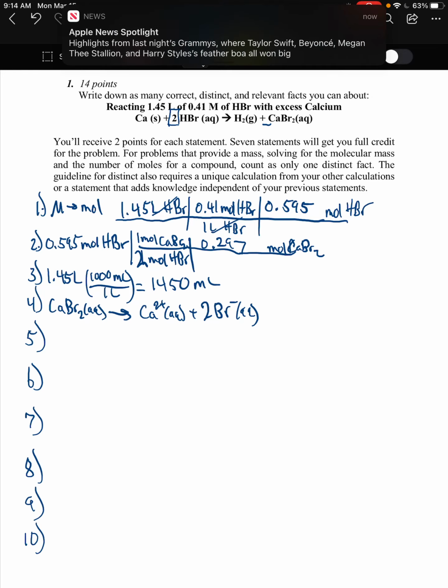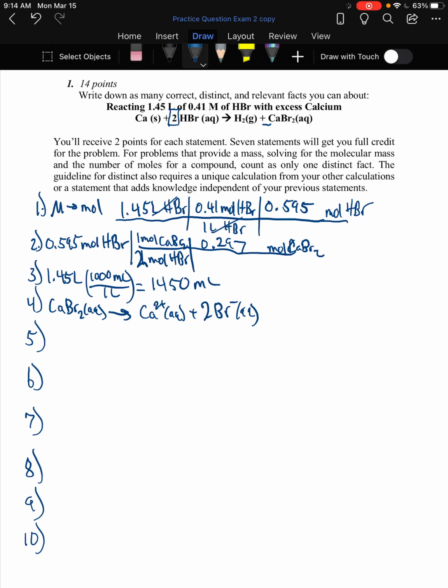Another thing that you could do potentially is write the complete ionic equation. So we have calcium, which is a solid, so that doesn't separate out into its component ions. We have 2 H plus ions, which are aqueous. We have our 2 bromide ions, which are aqueous, and that makes H2, which is a gas, so it doesn't separate into constituent ions. And we have calcium 2 plus ion and 2 bromide ions.